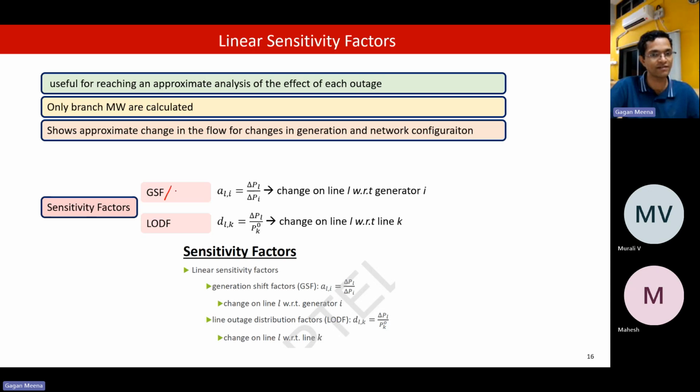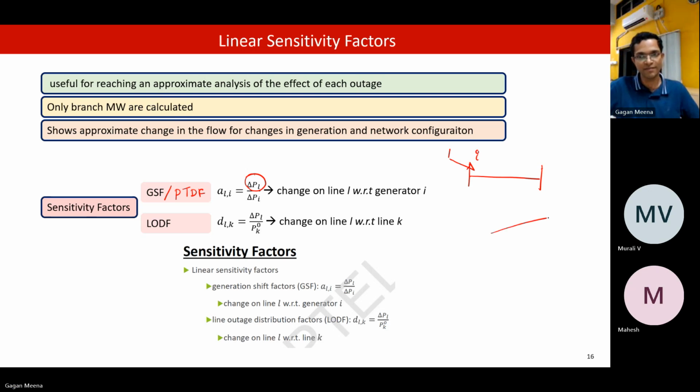One is the generation shift factor. From this, we can also derive the power transfer distribution factor. The generation shift factor will tell us what is the change in line flow. Let's say there is one injection happening at the ith bus, and let's say this is some K and L bus, or M and N, and this is some line L.